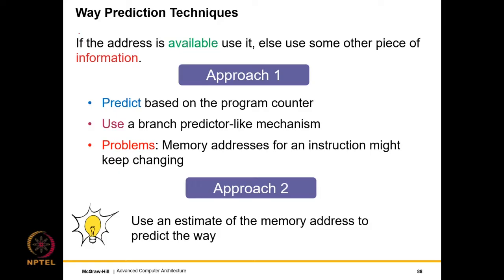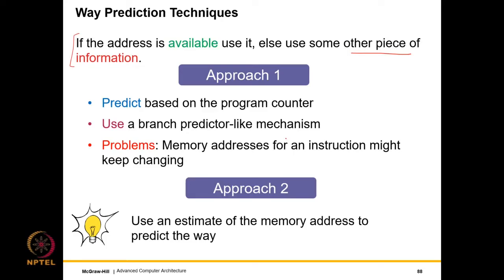So the basic idea is that if the memory address is available, then we use it, because after all the memory address will be the best predictor in almost all cases for the way that you would expect to find it in. However, there are pipelines where the memory address may not be available when we initiate way prediction. At that point, we need to proceed on the basis of some other piece of information.